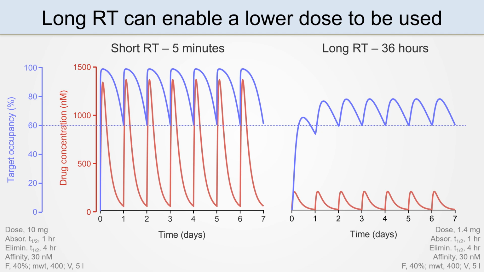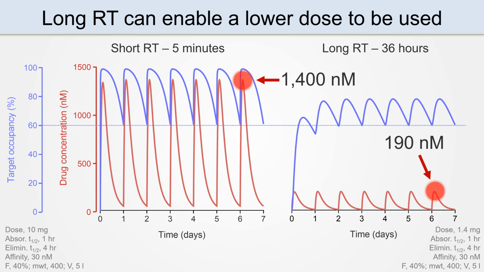Here are the simulated data for the dose necessary to achieve 60% occupancy. We need a dose of 1.4 milligrams, which is 7-fold less than the 10 milligrams we need for the short residence time compound. This lower dose requirement is also evident when we look at the compound concentrations at the peak. For the long residence time compound, we need 190 nanomolar, which is 7 times less than the 1400 nanomolar we need for the peak concentration for the short residence time drug.